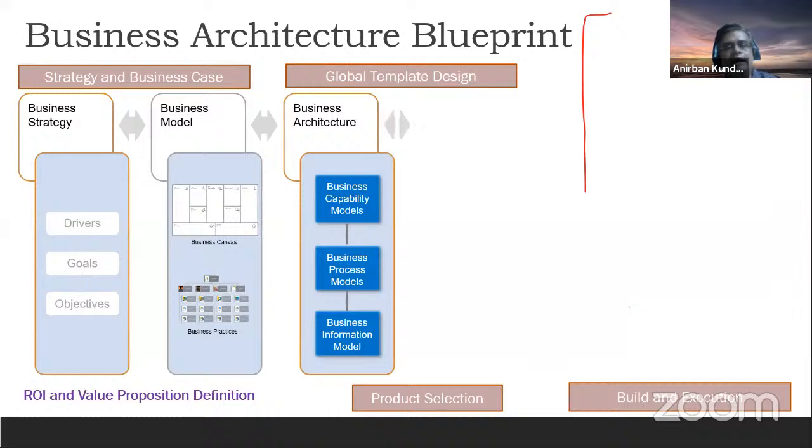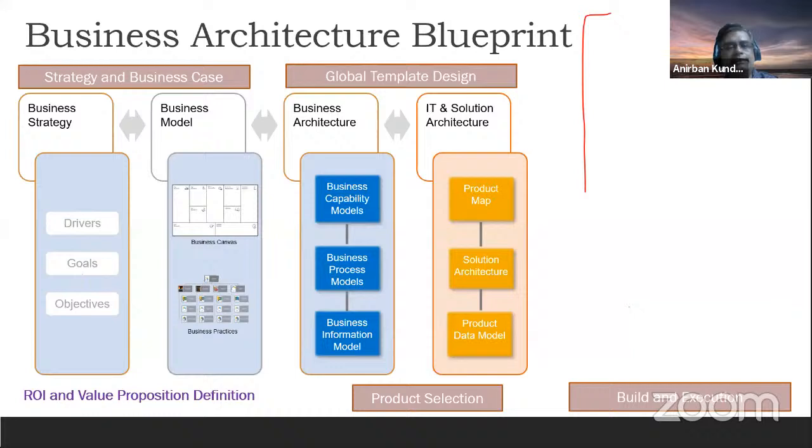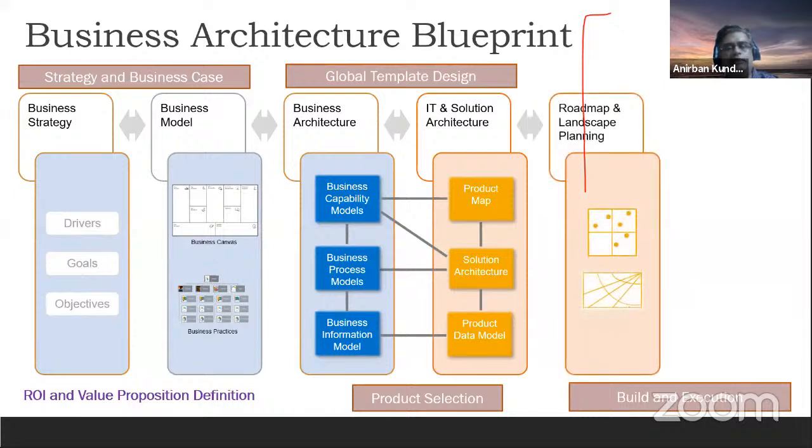Once this decision is done, you take the product selection. In this case, we are designing what we call the global template, or defining the reference architecture. Here we are mapping the capability with a product map, the solution architecture, and data models. Next, we have the build and execute phase, where we go through the execution planning, etc. And finally, we get into the execution of this project.